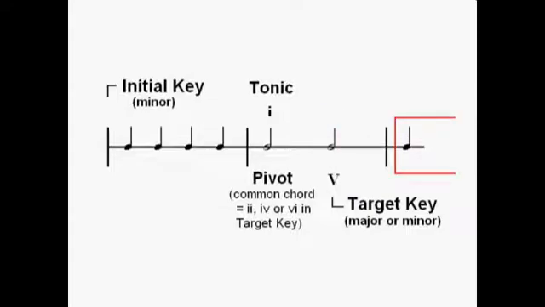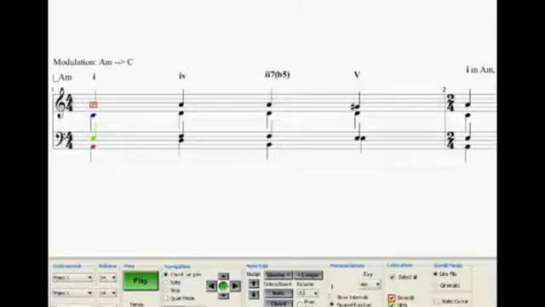Now let's look at the 5 modulations in more detail. First, let's take A minor going to C major. Let's hear an example.